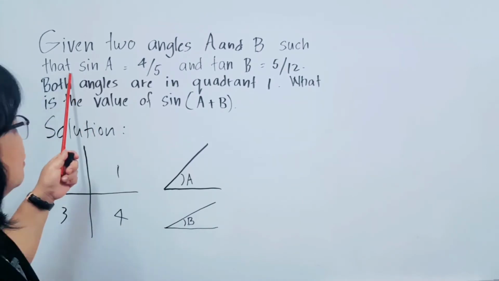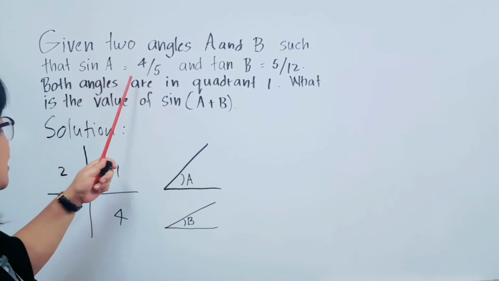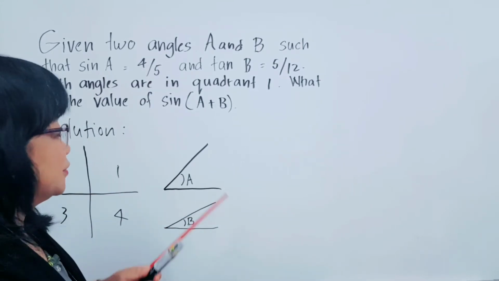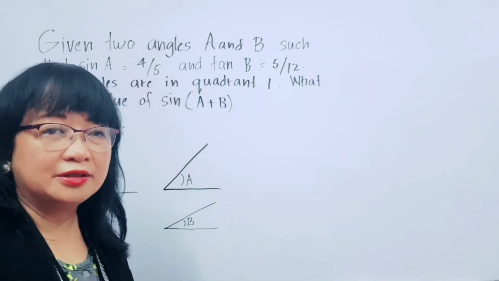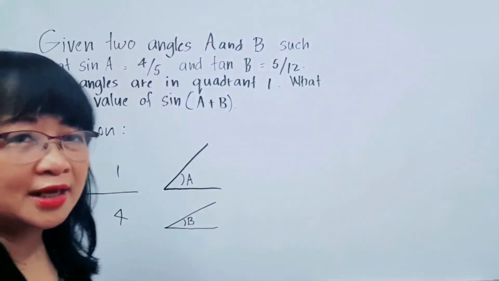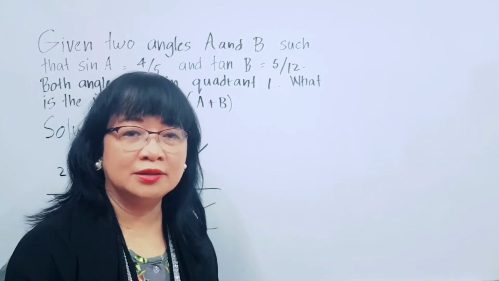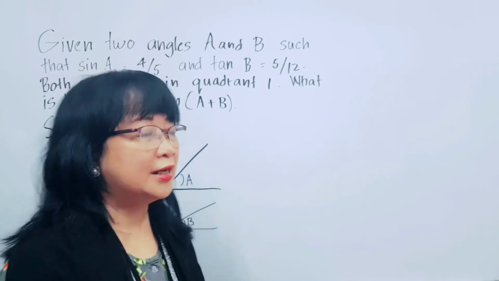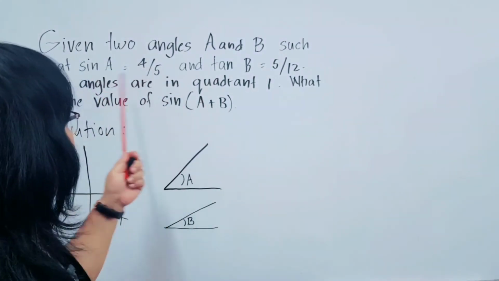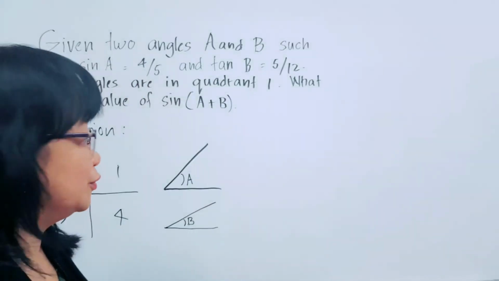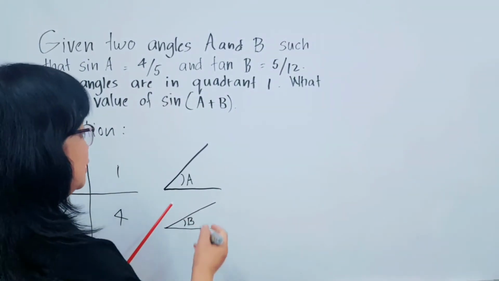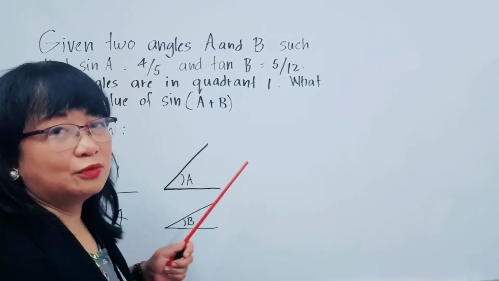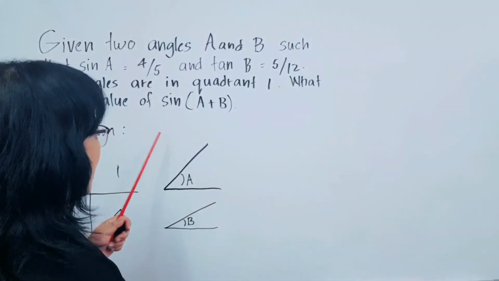Now, here, what is given here is sine A is equal to 4/5. Before we proceed, we will review the trigonometric functions. They are the sine, cosine, tangent, cotangent, cosecant, and secant. Now, here, what is given is the sine function. So, when we refer to angle A, sine function is equal to the opposite over the hypotenuse.